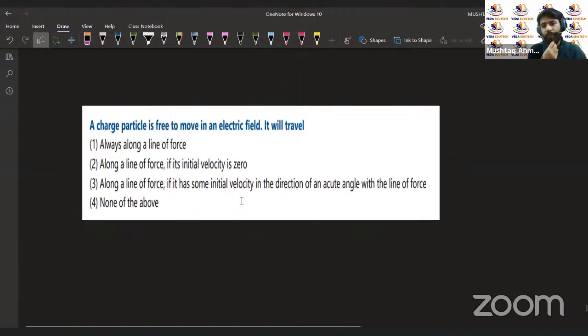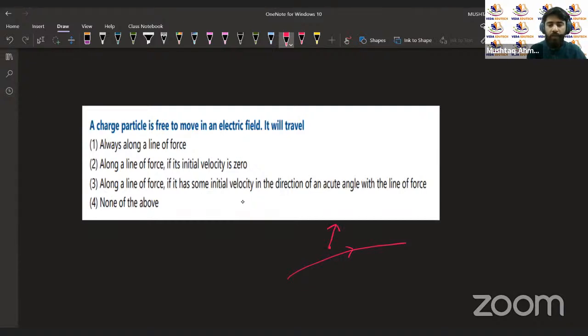A charged particle is free to move in an electric field. It will always travel along a line of force if its initial velocity is 0. Let's suppose that this is the line of force here, right? Suppose that the charged particle was initially moving in this direction. And let's suppose the electric field at this point is in this direction. And this is the charge Q, positively charged.